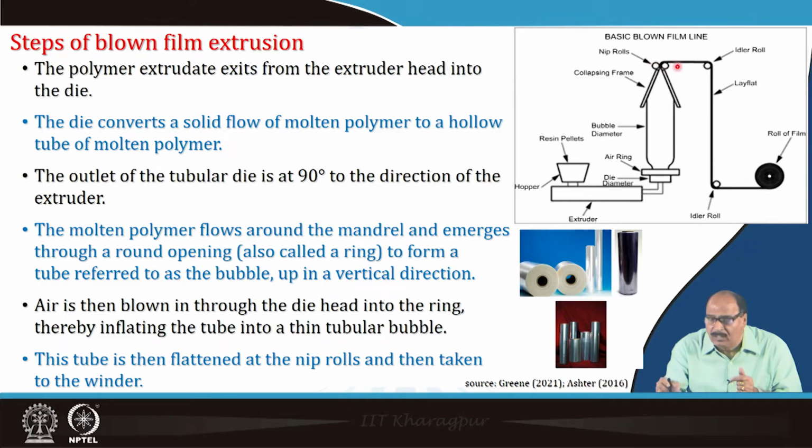nip rolls, and air is then blown in through the die head into the ring, thereby inflating the tube into a thin tubular bubble. It comes here, and then finally this tube is flattened at the nip roll and is then taken to the winder. So, these are the steps of the blown film extrusion.